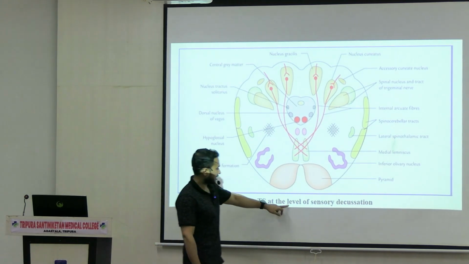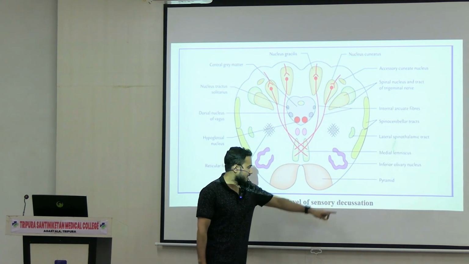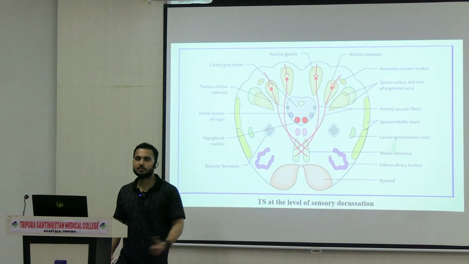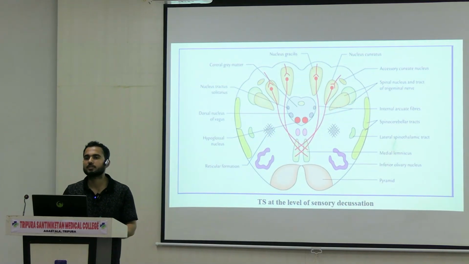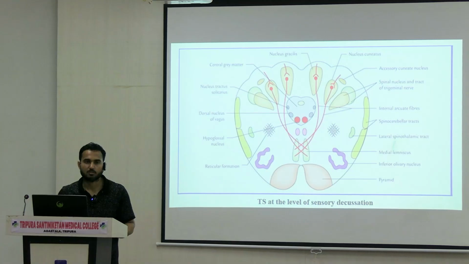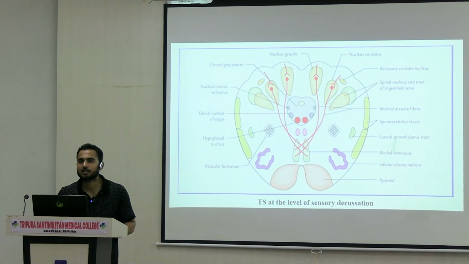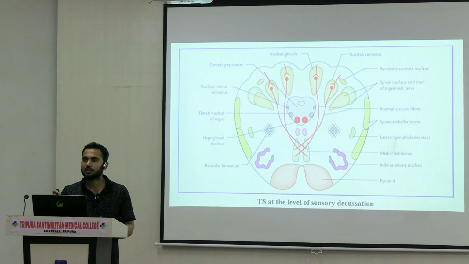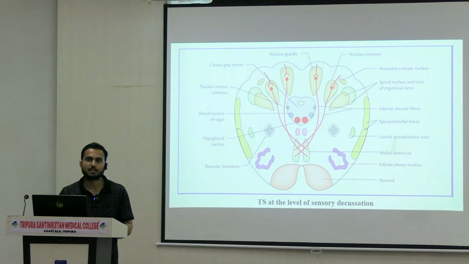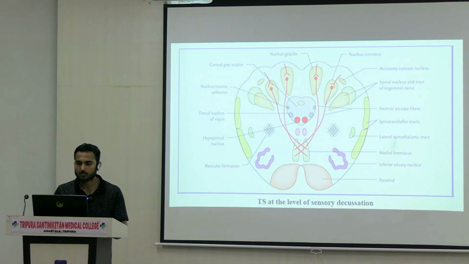What is this label at the sensory decussation? So what will be the most important feature here? Which will be the most important feature? Sensory decussation. Okay, the fibers which are decussating at the midline, that is the sensory decussation. That is the most important feature, or you can say most important striking feature at this level. That's why we are studying this particular level.